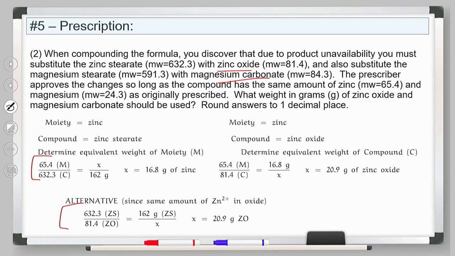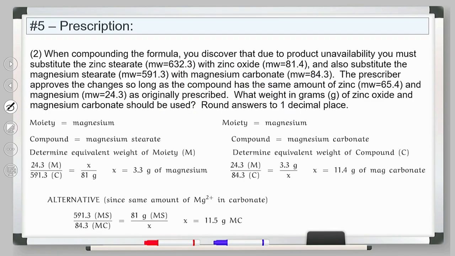So would you agree here we have a molecular weight of the 2 ingredients? Let's just set those up. The zinc stearate is here. The molecular weight of the zinc oxide is there. So again, the amount that I needed from the previous question was 162 of the stearate. You set that over X, and do you see where stearate over oxide equals stearate over oxide? X equals the amount of oxide that I need. And you can solve for that and go directly to that amount.